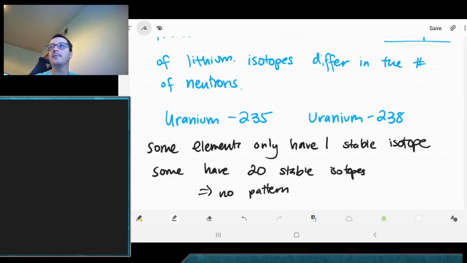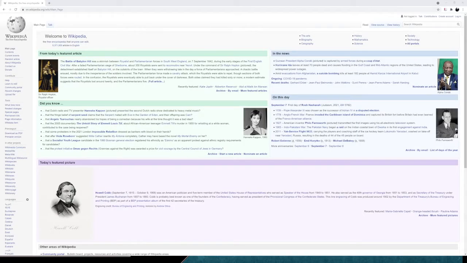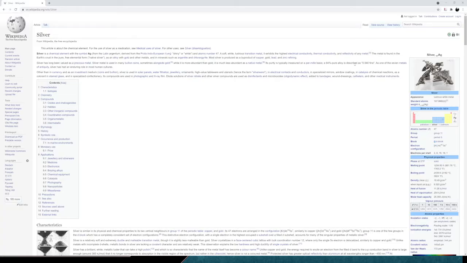Let's hop over to Wikipedia. Let me switch this to Wikipedia. Window capture. Okay. Wikipedia. Let's take a look at the element silver.